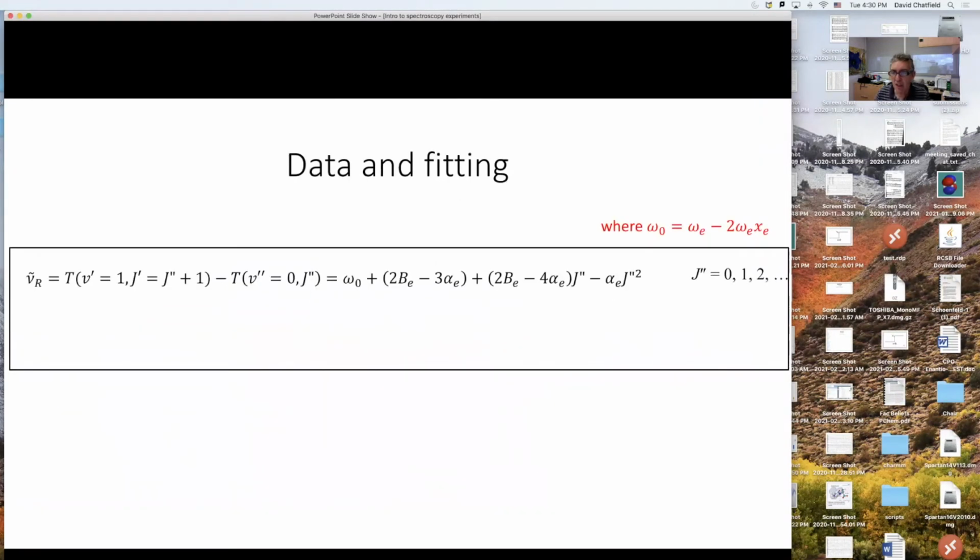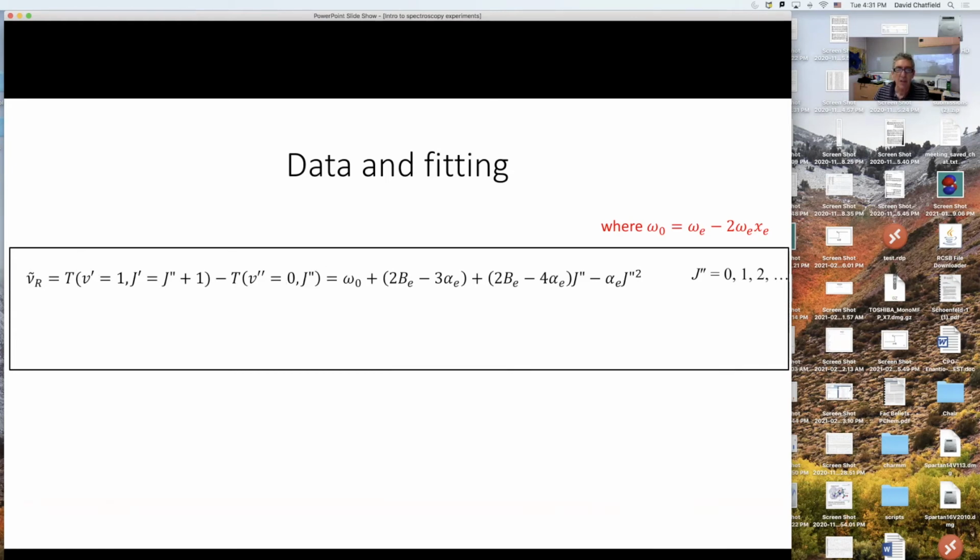So you'll fit your data, and without going through the algebra real fast, you can look at the lab manual and see how to do it. We'll call ν̃ here for the R branch. The ν̃ is the frequency of the peak in the spectrum, and the peak comes from the difference between the two energies, the upper state and the lower state energy. So that would be T for v′ J′ minus T for v″ J″.